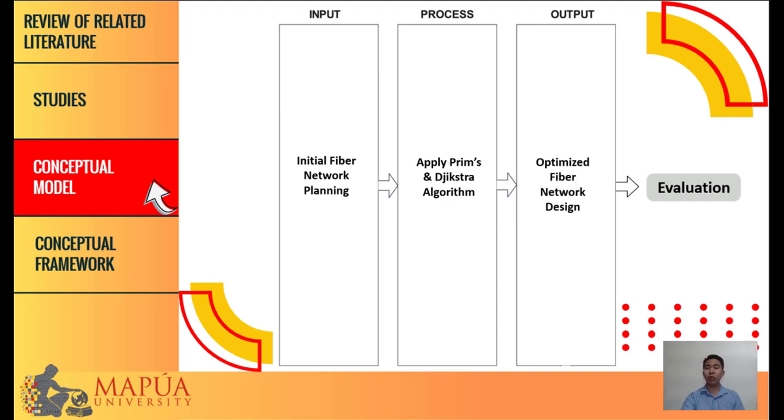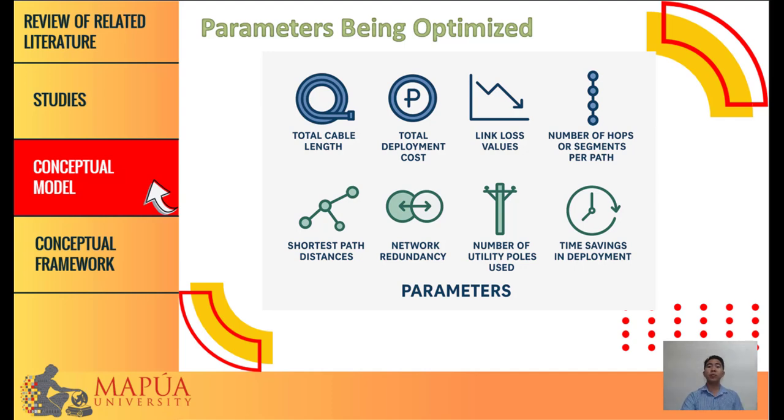My research conceptual model begins with the input, which is the initial fiber network plan. This plan will be processed using Dijkstra and Prim's algorithm. The resulting output will be an optimized fiber network design, which we will then evaluate and compare. This study targets key optimization parameters in fiber network design, such as cable length, deployment cost, and link loss, while preserving path redundancy, minimizing segments, hops, and pole usage, ensuring faster and cost-efficient deployment through algorithm improvements.